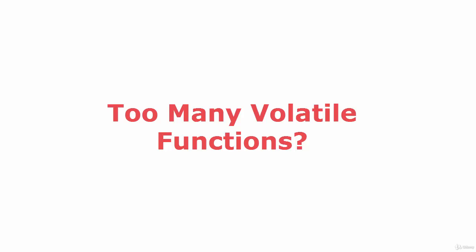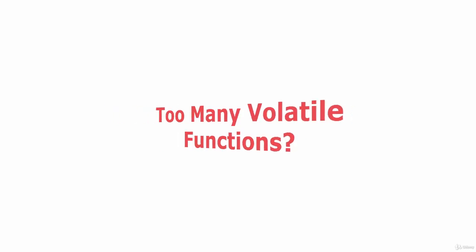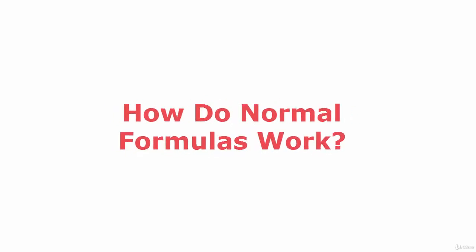So if you followed all of these other steps and you still have a slow file, then double check the use of these functions. To understand what volatile functions actually are, let me explain to you how normal Excel formulas work. Normal non-volatile formulas get recalculated anytime you change a cell that impacts the formula. So if you change a cell that has no impact on the formula, nothing gets recalculated.